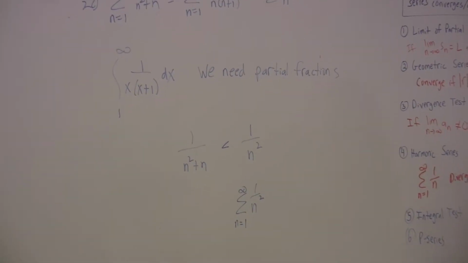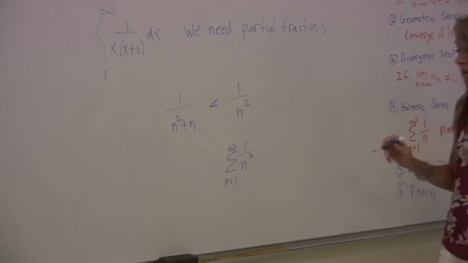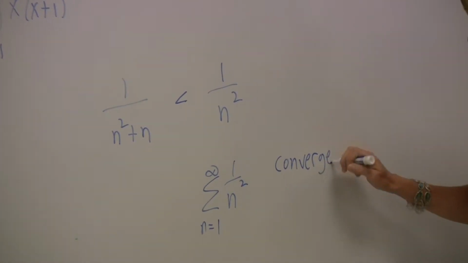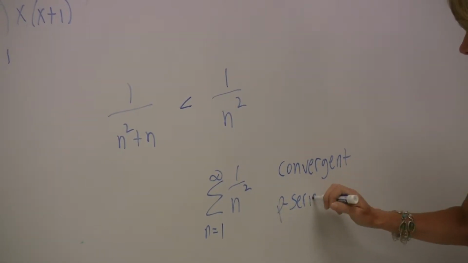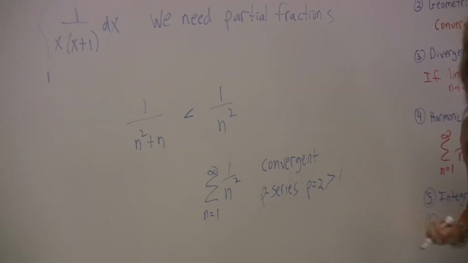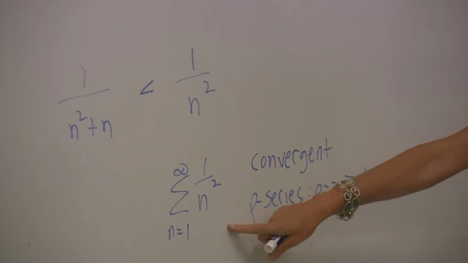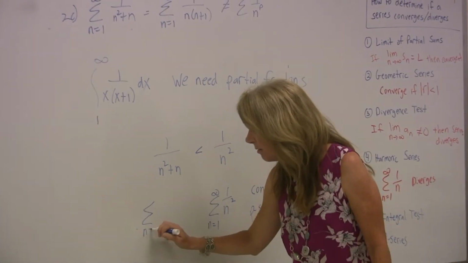That one's a p-series. This is a convergent p-series, I just heard that. Why is it convergent? Because p is greater than 1. P is equal to 2, which is greater than 1. Well, this series converges. So what do you think is true about this series?